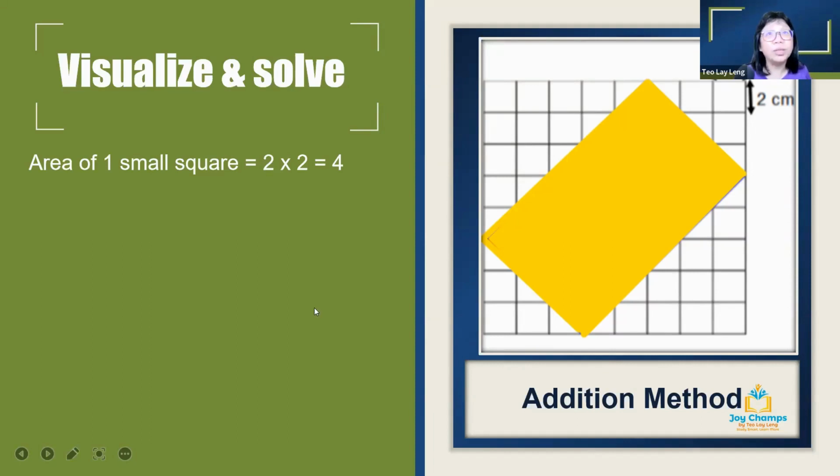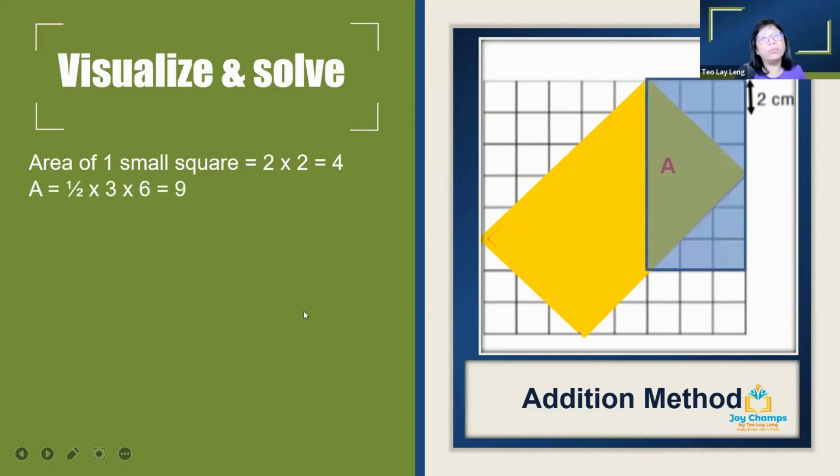Then we next proceed to find out and block out this blue square rectangle, which is made up of 3 times 6, a total of 18 squares. Now, if you can mentally fold this, you will be able to obtain the triangle A, which is half of this blue triangle, making A occupy 9 squares.